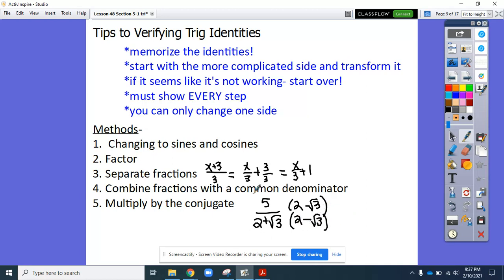All right. So those are the background thoughts. At this point, you have no idea what I'm talking about. You have not yet verified an identity. So join me in the second video, and I will actually show you how to verify an identity.